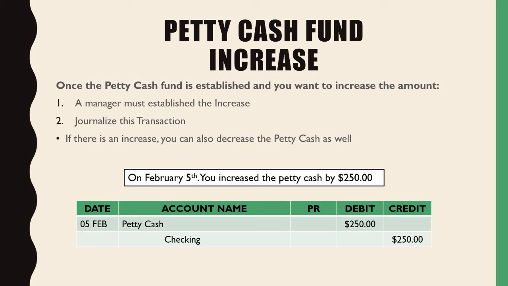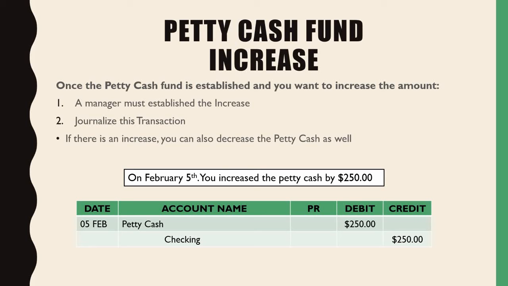They need to look at their expenses and determine, well, is there a reason why I need to increase my petty cash fund? Are my expenses last month, the minor expenses that I did last month, not enough to cover those minor expenses? So once I've done that, I'm going to journalize this. So on February 5th, you increase the petty cash fund by $250.